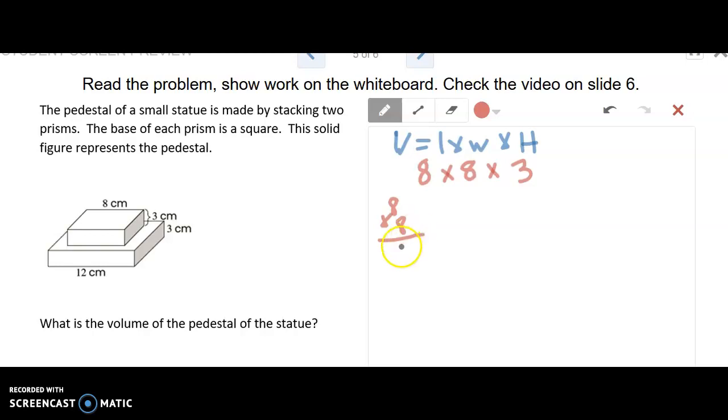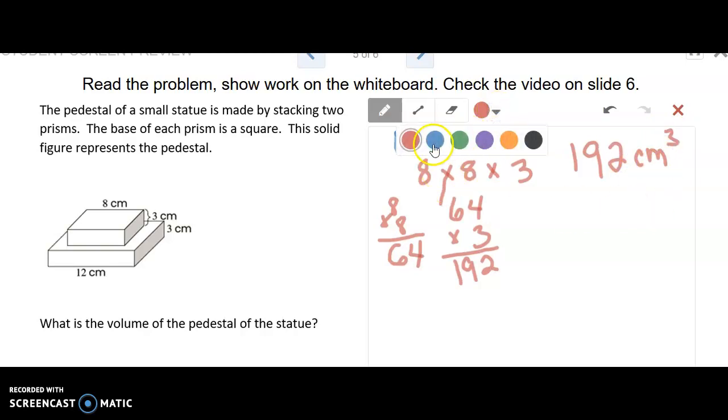Okay, 8 times 8 is 64. And then 64 times 3 is going to give me the volume. So 3 times 4 is 12. 6 times 3 is 18, plus my 1 is 19. So my volume of the small one is 192 centimeters cubed.